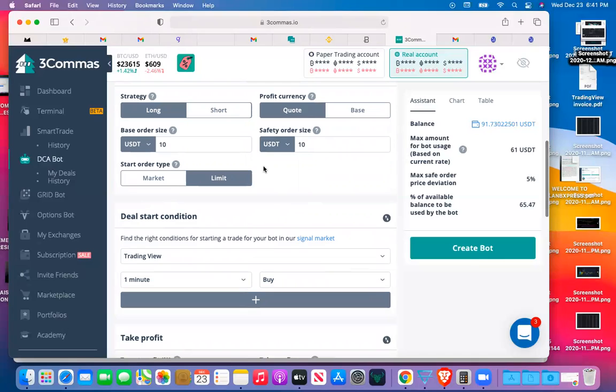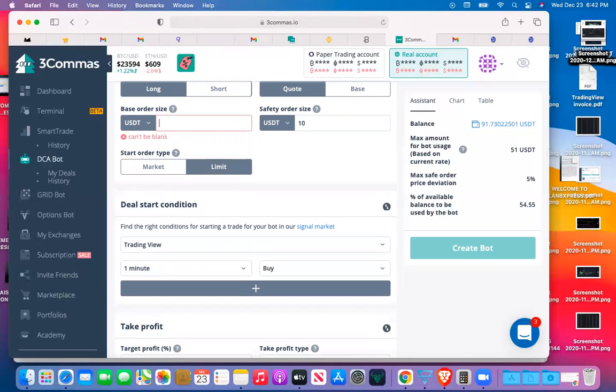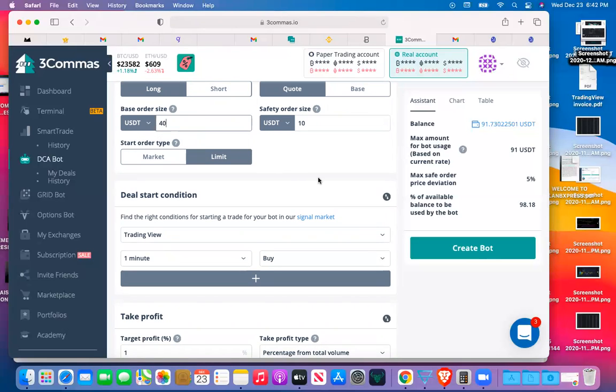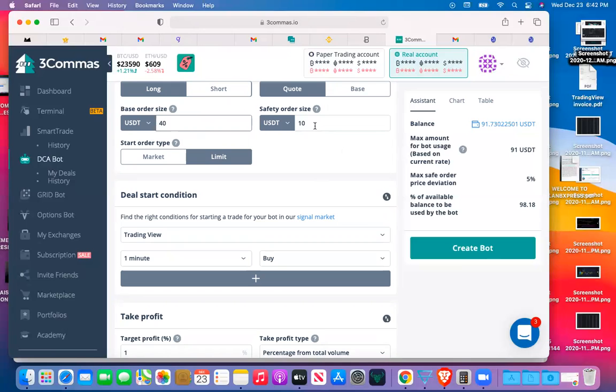Like this coin, I expected a pullback to maybe $21 to $19 possible, and again make it back to about $35. So what should I do? I want to enter this trade, first market to enter with $40. Okay, $40, and then $10 as the safety.